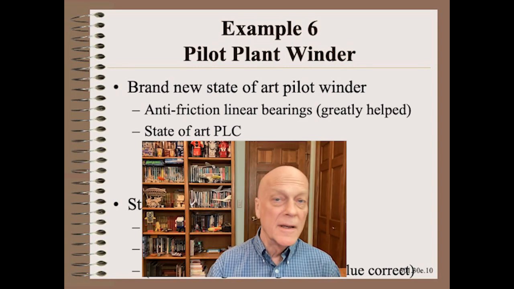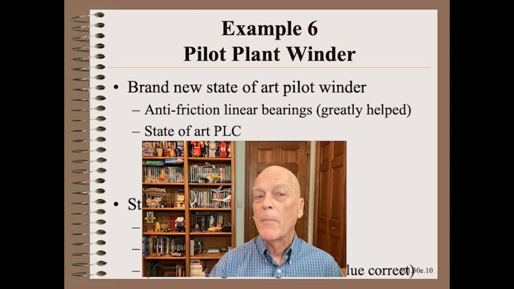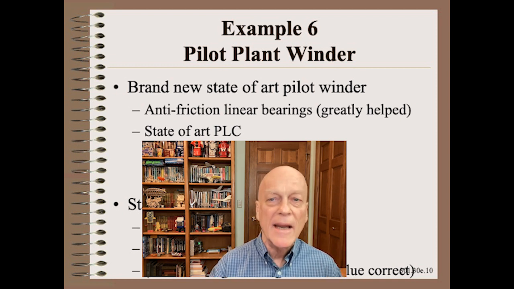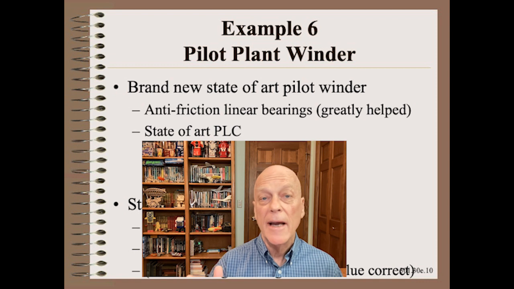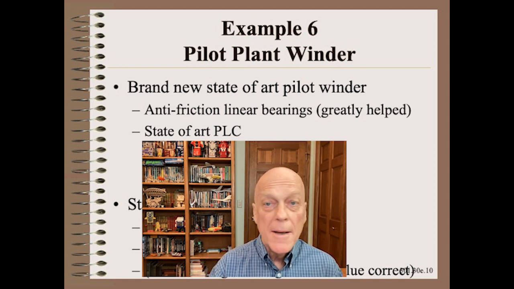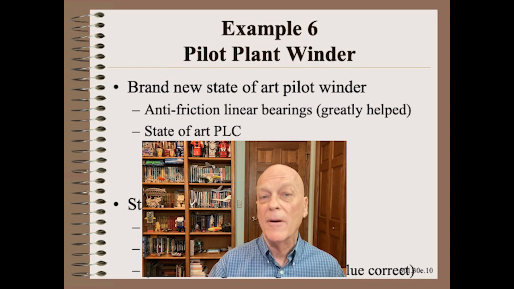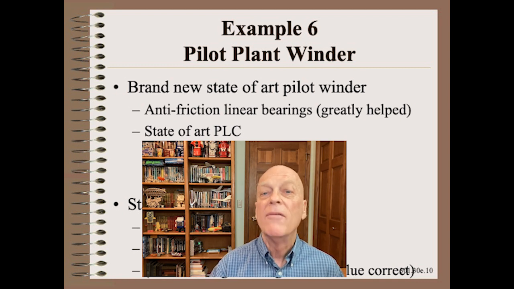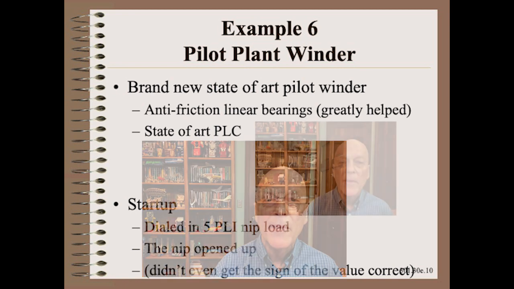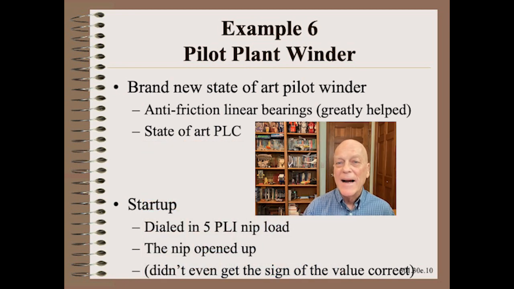This final example is also from a brand new state-of-the-art pilot winder built by one of the best names in the business. It also had minimal mechanical friction. But that did not stop the computer from screwing up big time, even more than the previous example. When I started the machine up by dialing in a 5 PLI for a nip roll, the nip actually opened up. Here, we are not talking about a 20% or even a 2x error. The computer did not even get the sign of the value correct.